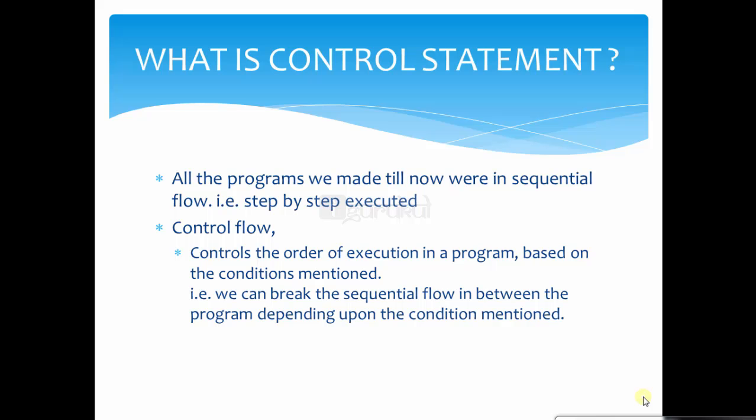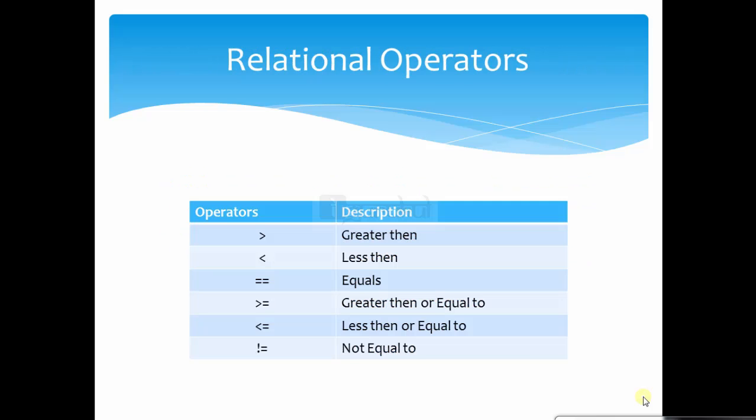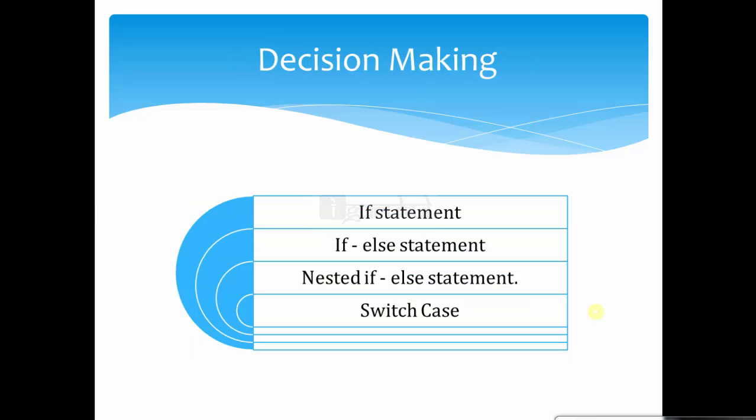Before starting control statements, let's have a look at the relational operators. These are the different types of relational operators. I think you must have learned about this in your junior or high classes. These are greater than, less than, equal to, greater than or equal to, less than or equal to, not equal to. These are the relational operators which we will be using in our control statements. So let's move on with our first topic, that is decision making statements.